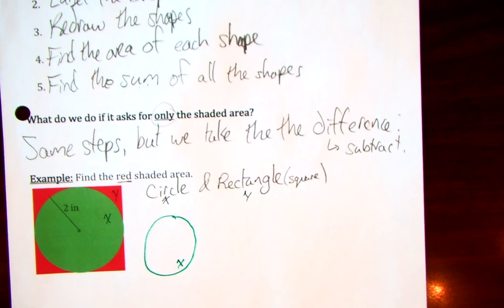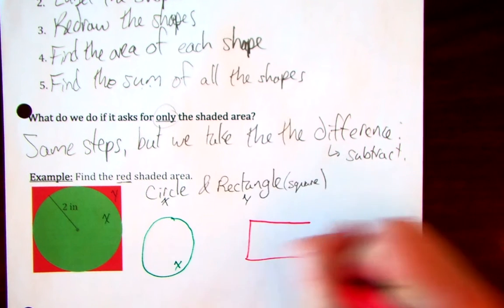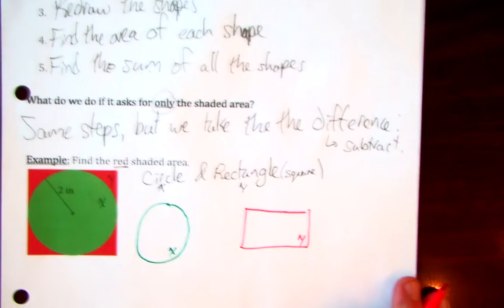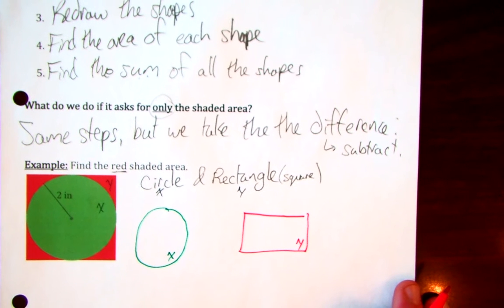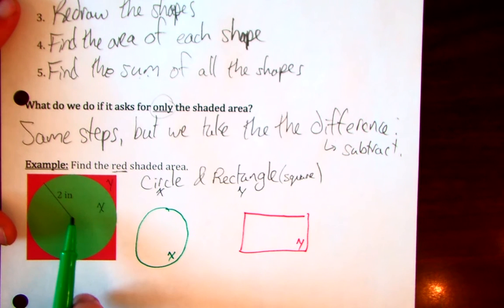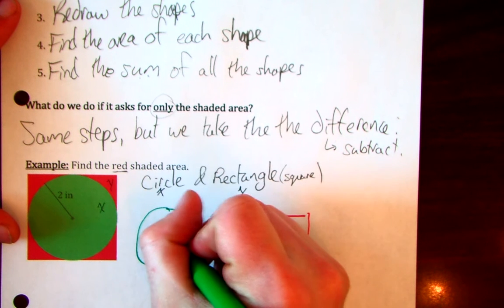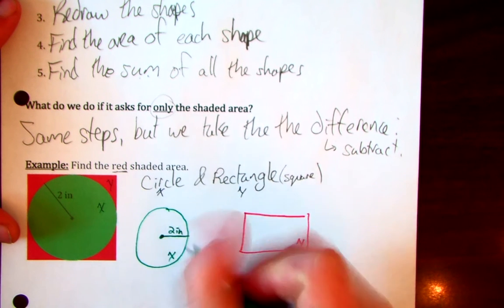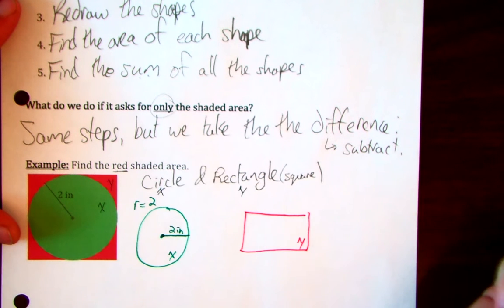And in red, I have my rectangle Y. All right, so now that I redrew the shapes, make sure that you have any information that they give to you. So in the problem, it shows this segment from the middle to the side, which we know for sure is 2 inches. And specifically, we know that the radius is going to be 2 inches.